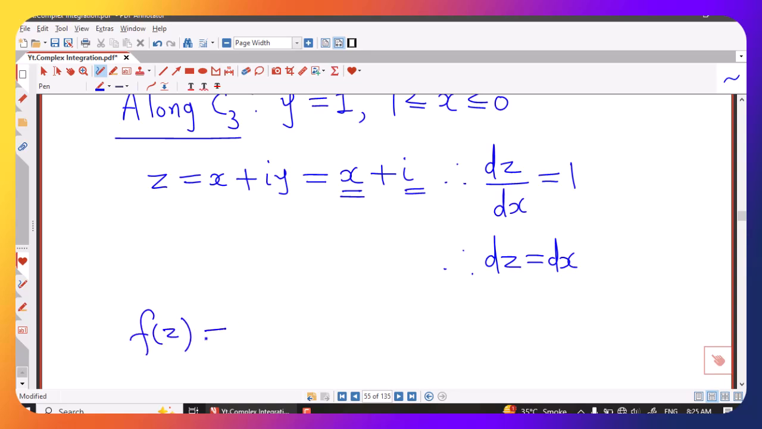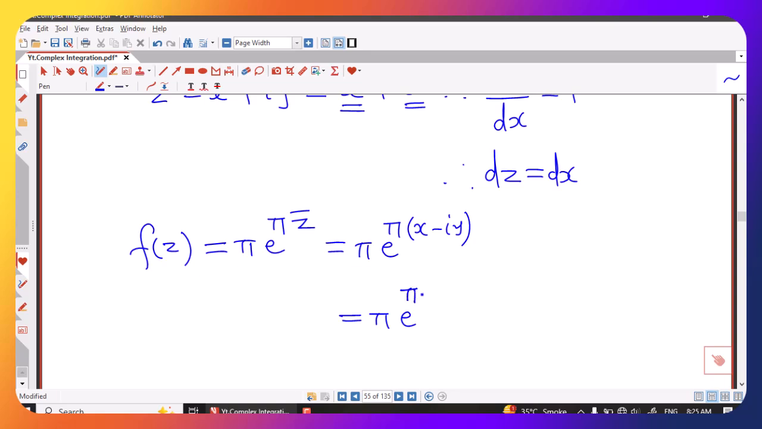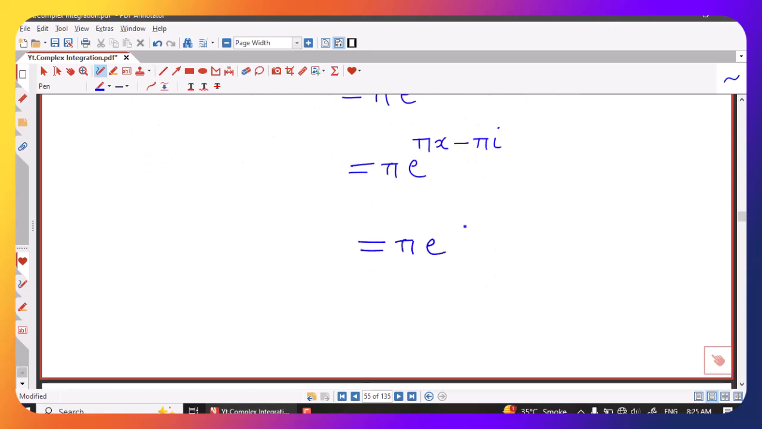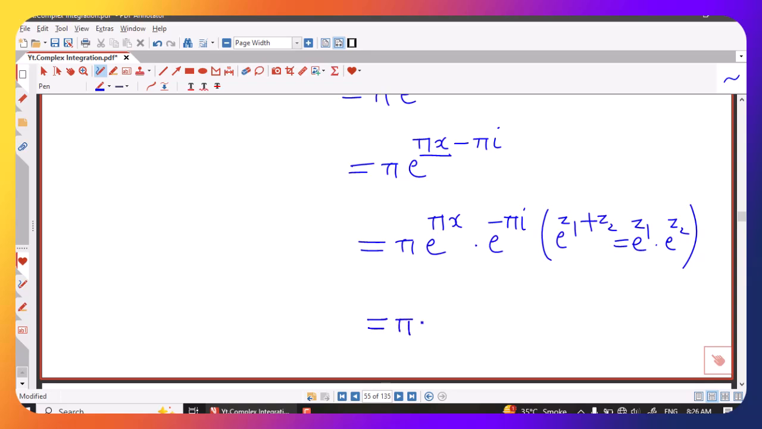Similarly, we write f of z in terms of x. f of z is e raised to minus pi into z bar, and if we take z equal to x plus iy, z bar is x minus iy, and here now we have to put y equal to 1. So here I write e raised to pi x is as it is, and we consider y equal to 1 here, and this we can rewrite as e raised to pi x minus pi into i, and this again we can rewrite as e raised to pi into x into e raised to minus pi into i. Using this rule of exponential function, e raised to z1 plus z2 equal to e raised to z1 times e raised to z2, with z1 equal to pi x, z2 equal to minus pi i, and this I can rewrite as e raised to minus pi i, this is constant, times e raised to pi x.